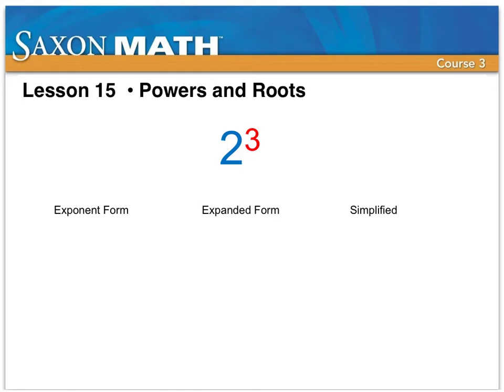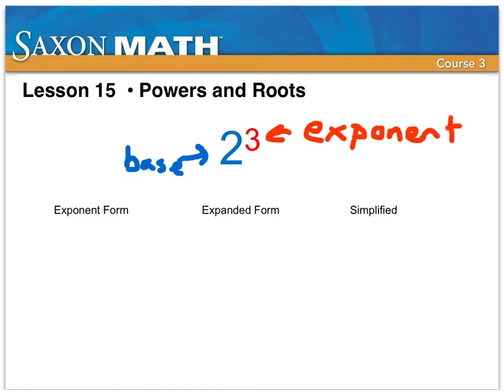Okay, first thing we need to talk about is what is a power. This is what a power looks like. A power has two different parts to it. This big part right here is called the base. And then the little guy over here is called the exponent. If we want to read this, this says 2 to the third power. Or we could say it is 2 cubed. Either way, this is 2 to the third power.